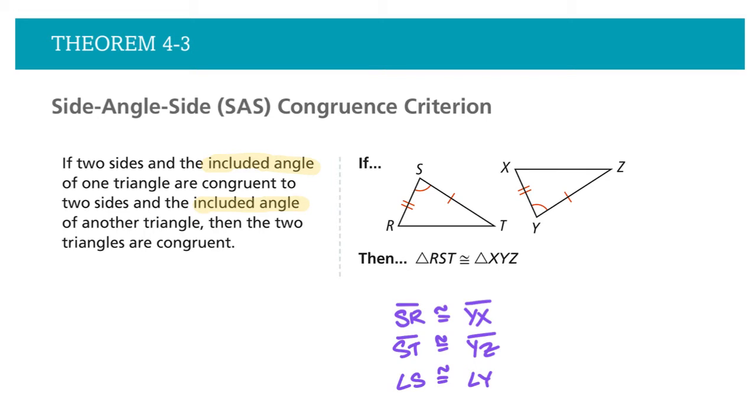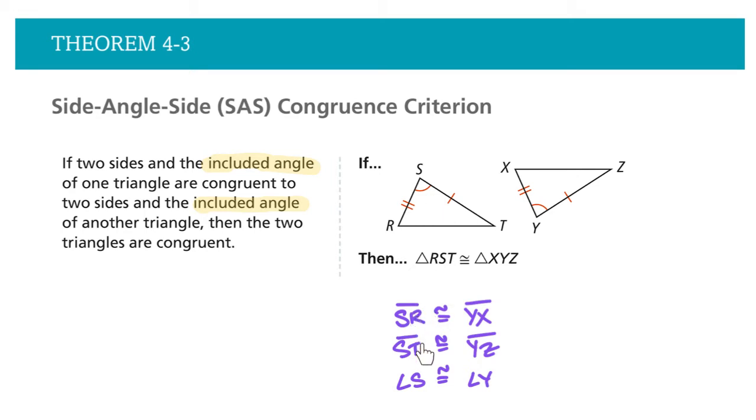So I have three pairs of parts that are congruent between these two triangles. I have two pairs of sides and one pair of angles. But if I notice the location of where those angles are, that's important. That's because those angles are what's called included angles. They are what are called included angles in this picture. And to be an included angle, it needs to be the angle that is formed by the two sides that we're kind of concentrating on or taking a look at.